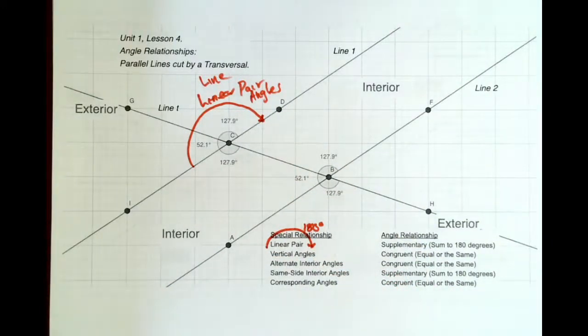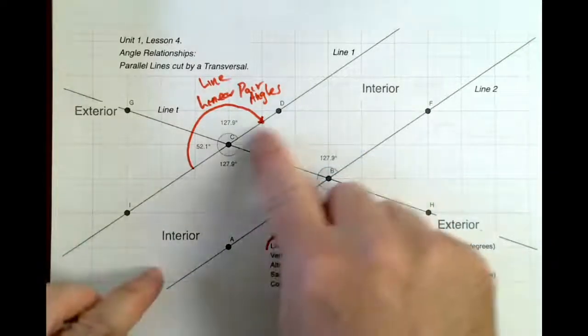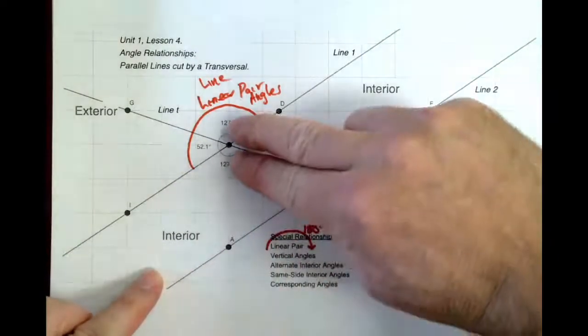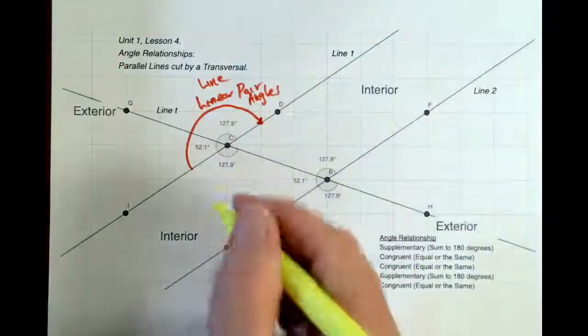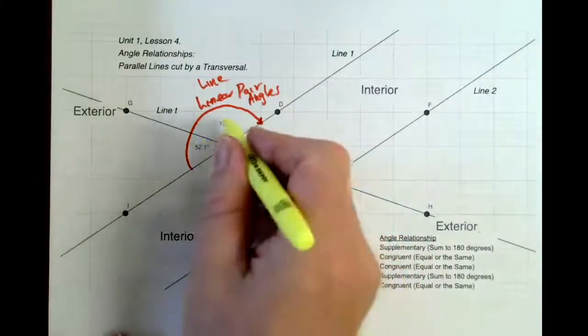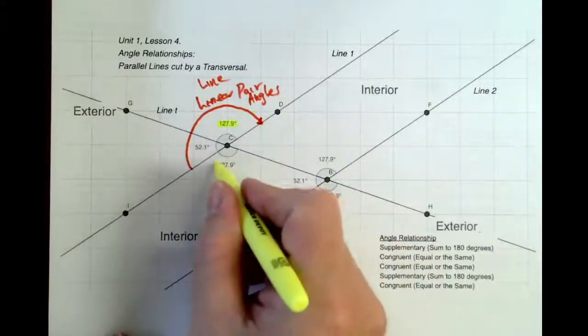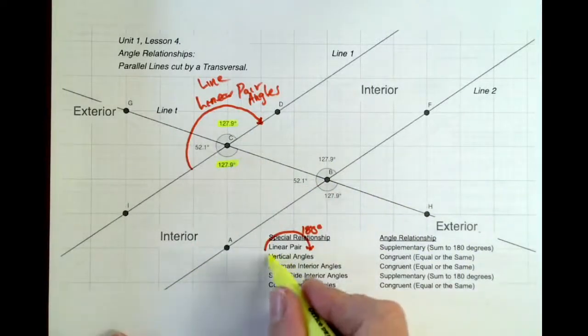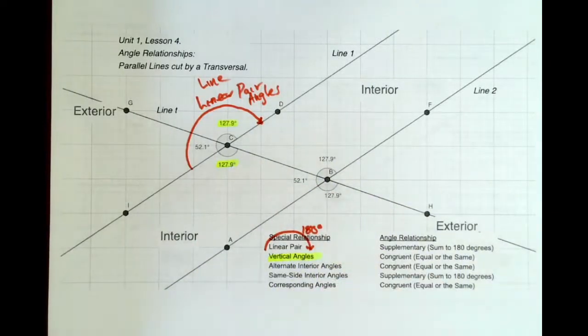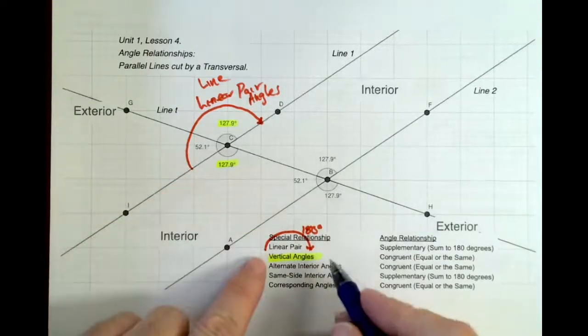Vertical angles are the easiest ones to find. These are just that when two lines cross, they're the angles that are formed opposite. Let's do it in yellow highlighter. This angle and this angle are vertical angles. We should actually practice how to write these. So let's do the vertical angles first.